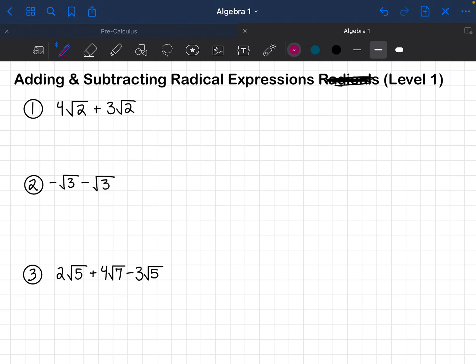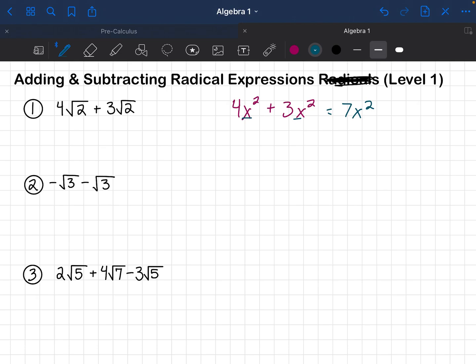All right, so first things first. When we're adding and subtracting radical expressions, it's just like combining like terms. Let's say I had 4x squared plus 3x squared. Well, since both of them have an x squared, they're like terms, so we can combine it and make it 7x squared, right? We're just counting how many there are.